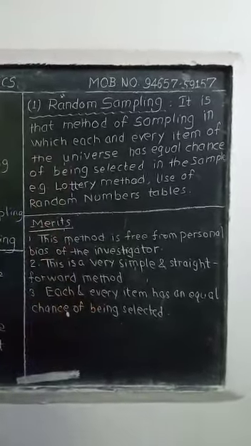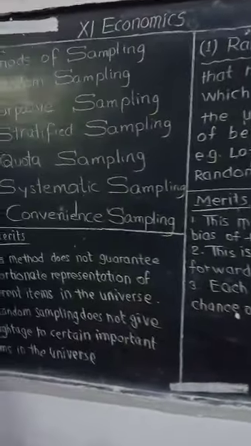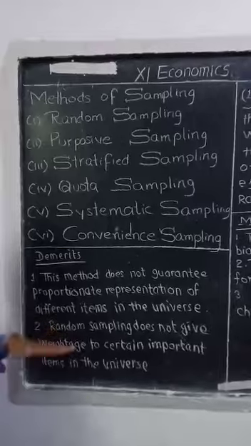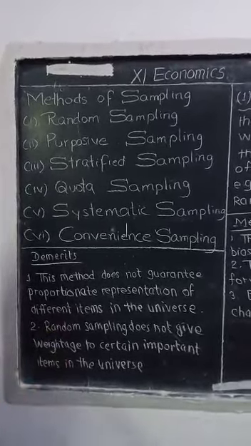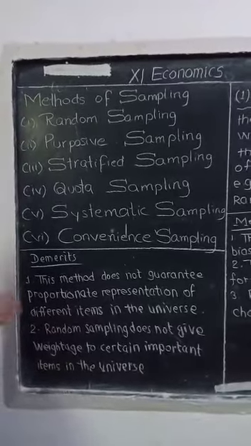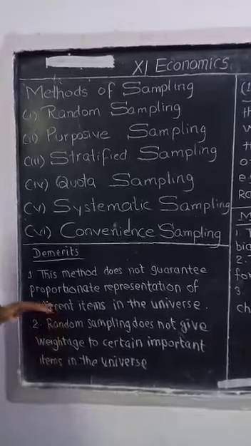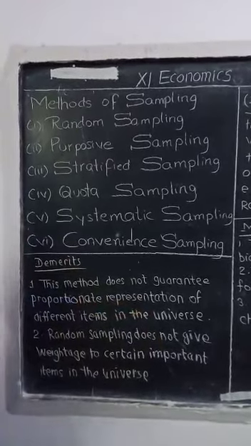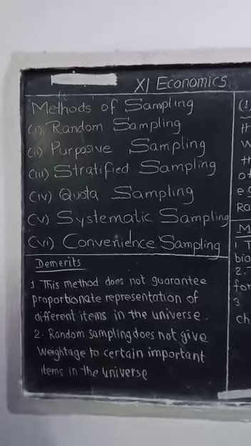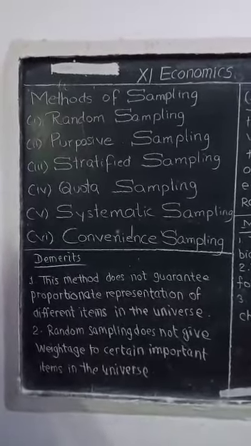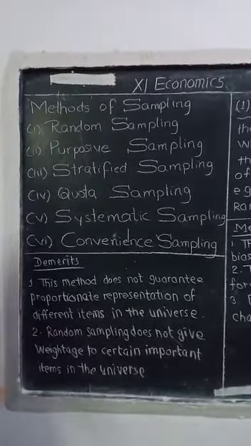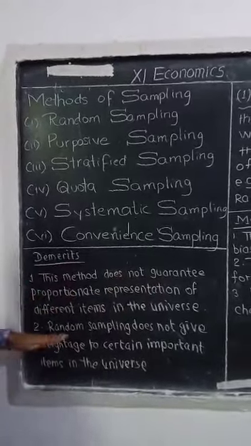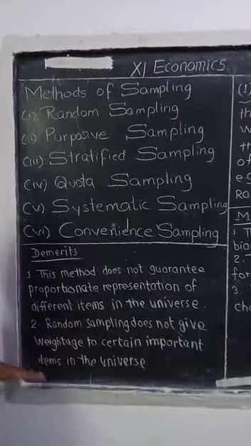After the 2 merits, let us discuss 2 demerits of random sampling. The first demerit is that this method does not guarantee proportionate representation of different items in the universe. If we are randomly taking students, it gives no guarantee of proportion, that is, whatever sample has been taken cannot be the best representative of the different items. Suppose the classroom has students who are very good in economics but weak in mathematics; there may be no guarantee of their proportionate selection.